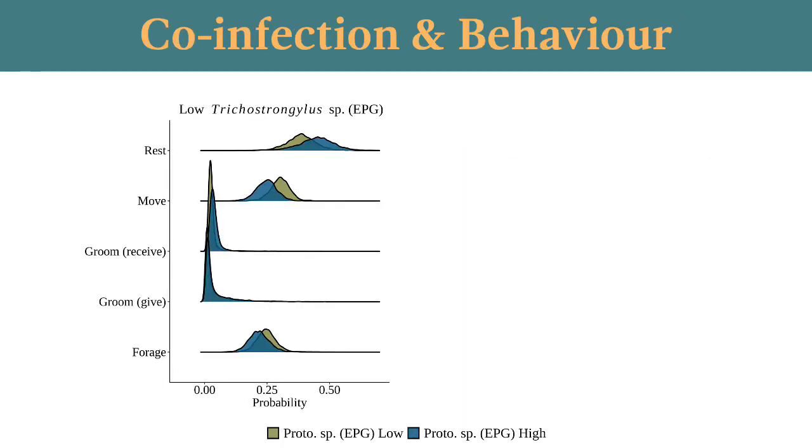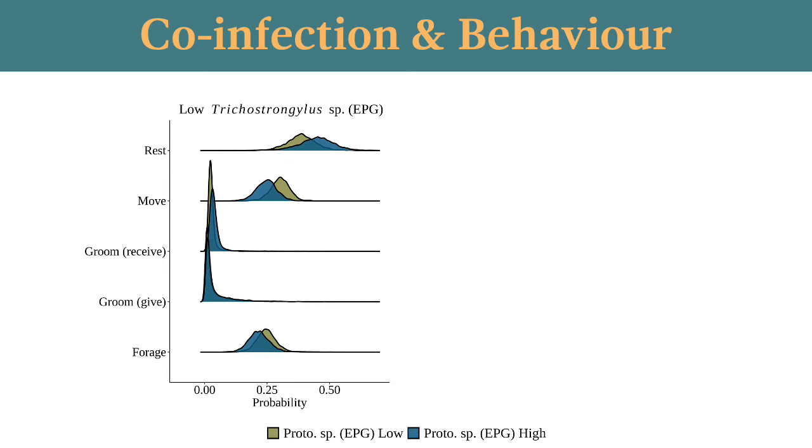I then considered infections together. This is a posterior density plot which shows the predicted probabilities of each behavior, which is normal when using Bayesian models. What's important here is that tall, narrow curves indicate high certainty, while flatter, wider curves indicate more uncertain behaviors, and the gap between them shows the difference. A larger gap means there was a larger change or a larger difference.